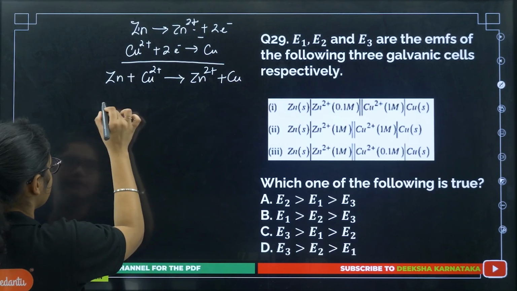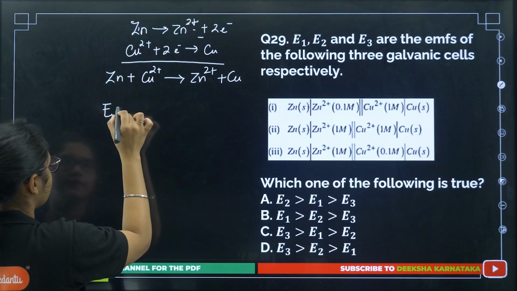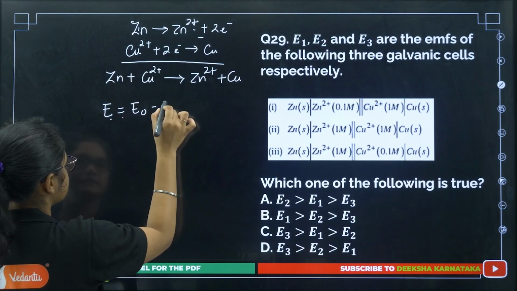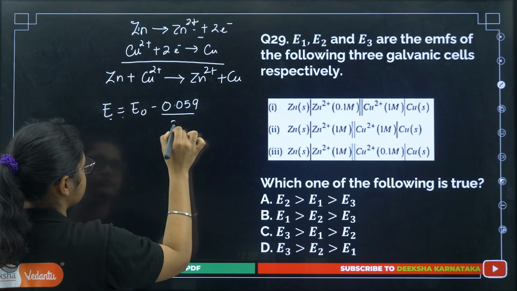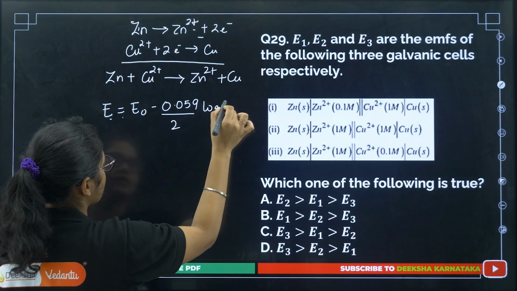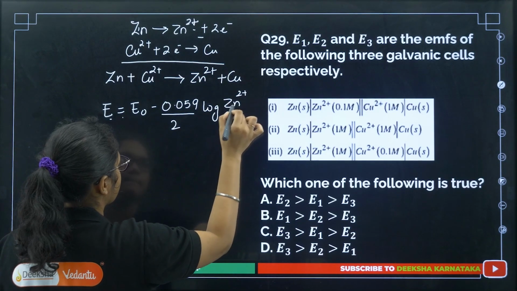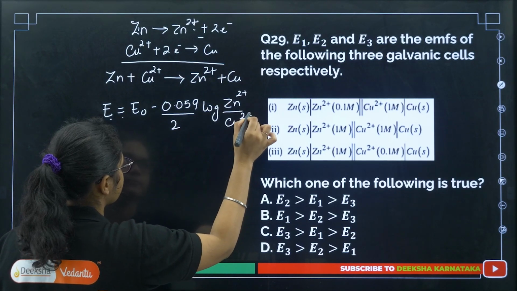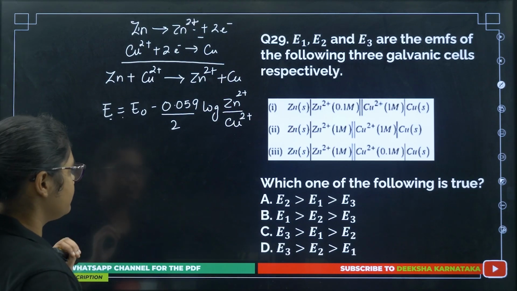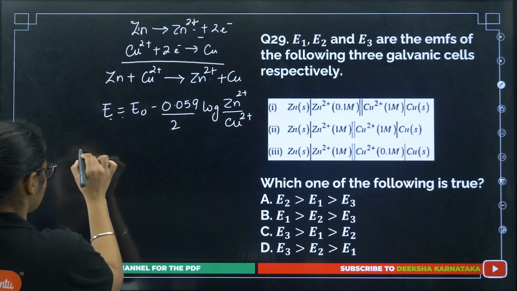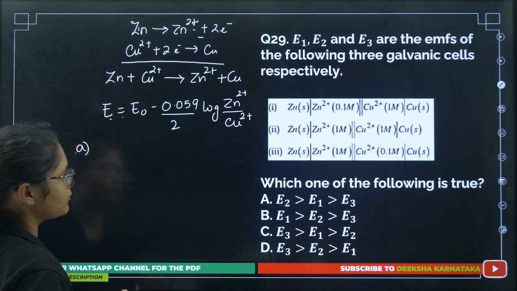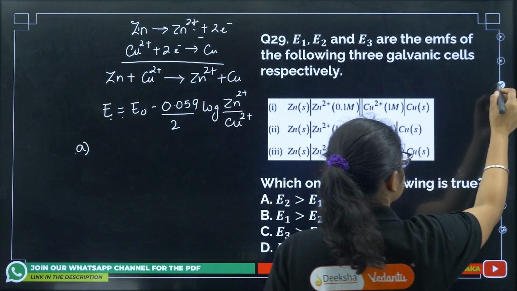Now if I want to write the E value, then it is E0 minus 0.059 by n. The n value is 2 here, log of Zn2+ by Cu2+. So now if you see here, we need to put the concentration values here. So for option number A, if I do for the first cell.